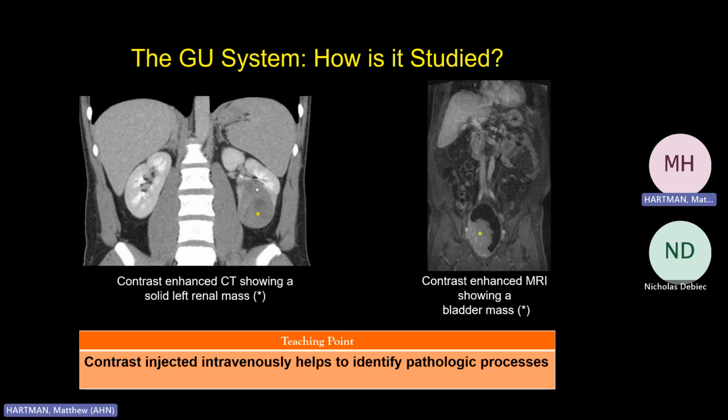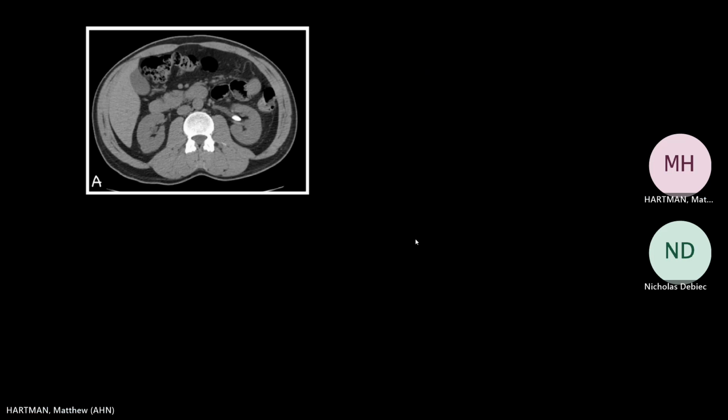Here's a CT with contrast showing our renal mass in the lower pole. Here's MRI with gadolinium contrast showing a big innie in the bladder. This was a TCC.